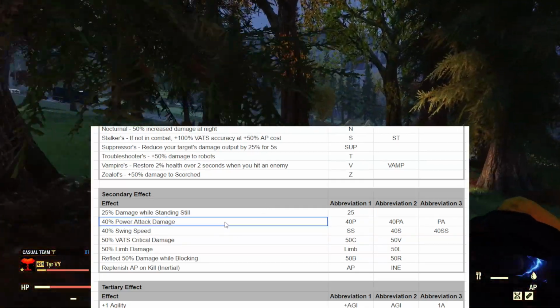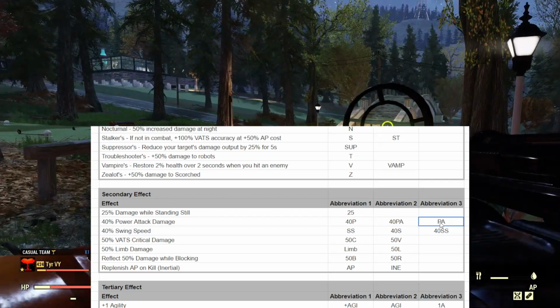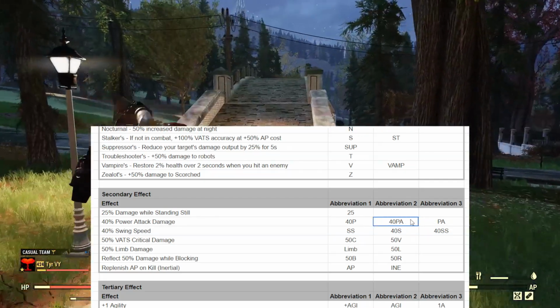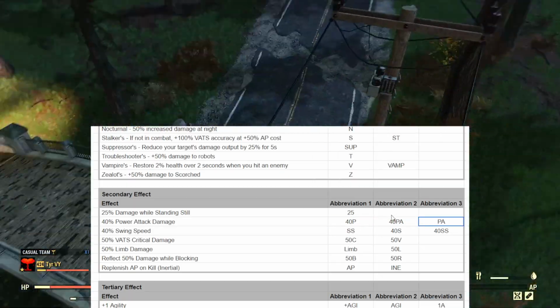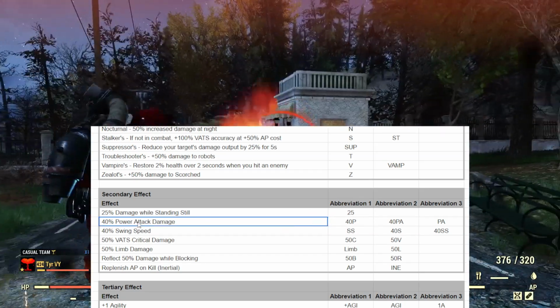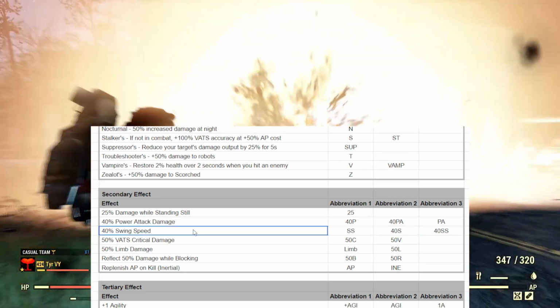Then we have 40% more power attack damage. Easy: 40p, 40pa, or just PA. I think I most commonly say 40pa myself, but any of these three will work just fine. People should know what you mean. There's nothing else out there with the number 40 and a P or a PA, so that sets it apart. Then we have 40% swing speed.